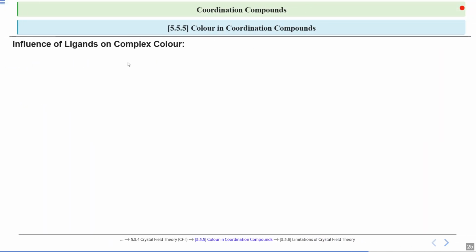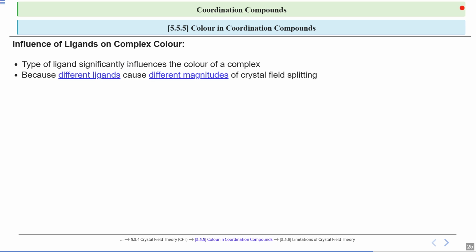Influence of ligands on the complex color. The type of ligand significantly influences the color of the complex, because different ligands cause different magnitudes of crystal field splitting. We have seen the spectrochemical series: some are strong field ligands, some are weak field ligands. So different ligands cause different magnitudes of crystal field splitting in a complex, due to which the color is affected. The illustrative example is, let's take nickel 2+ complexes with ethane-1,2-diamine.